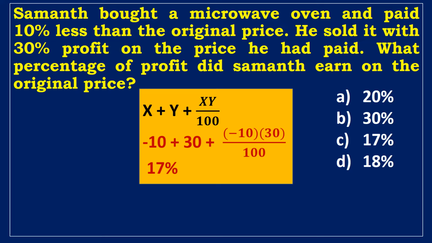He sold by 30%, which means plus 30%. According to the effective percentage formula, the net percentage between two percentages is minus 10 plus 30 plus minus 10 into 30 divided by 100. In this case, the sum of minus 10 and plus 30 and a fraction of minus 300 divided by 100, which is 17%. Next example.